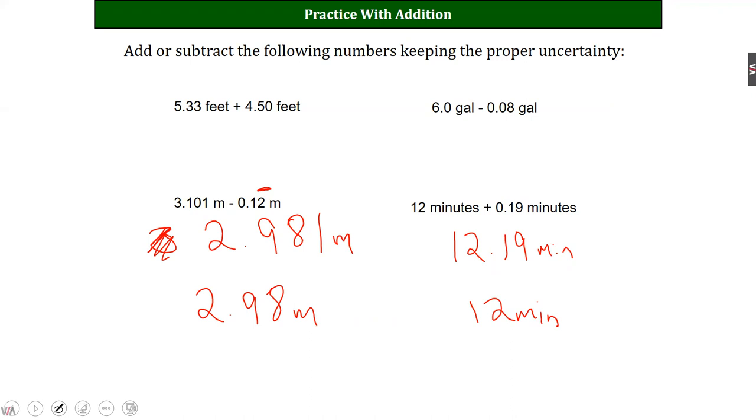The other way that you can think about that is the amount that you're adding is inside the uncertainty that you already had. So it's not really changing anything. At most, you might round up one.